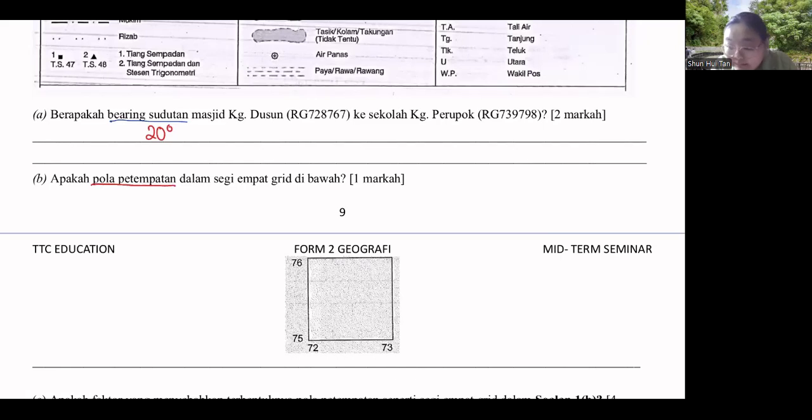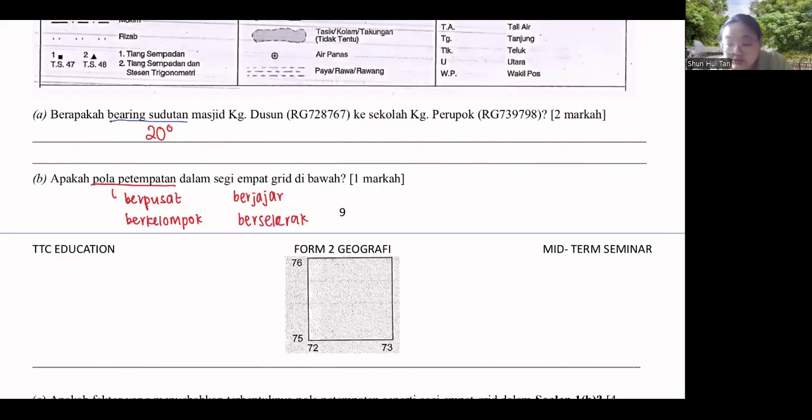Remember what is pola pertempatan? Pola pertempatan we have learned 4. Anyone can tell me which one we have learned? Pola pertempatan is how they arrange their housing. Yes, we have berpusat. Berkelompok, yes. Berjajar, yes. And the last, berselera, yes. Now, then, come here, they say, apakah pola pertempatan dalam segi grid di bawah?